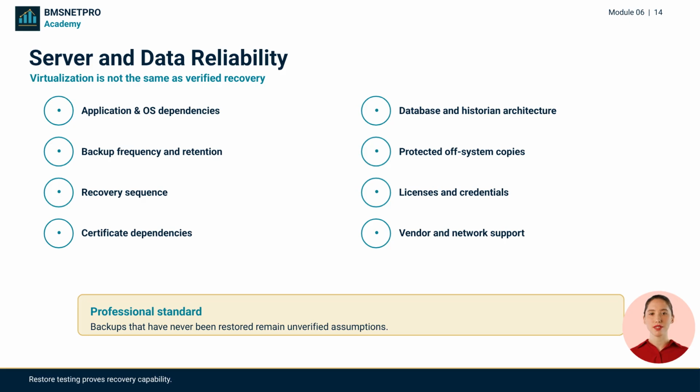Server and data reliability includes the application, operating system, database, historian, backup retention, protected copies, recovery sequence, credentials, certificates, vendor support, and network dependencies. A snapshot may support rollback, but it is not automatically a complete backup strategy. A backup is only proven when it has been restored.